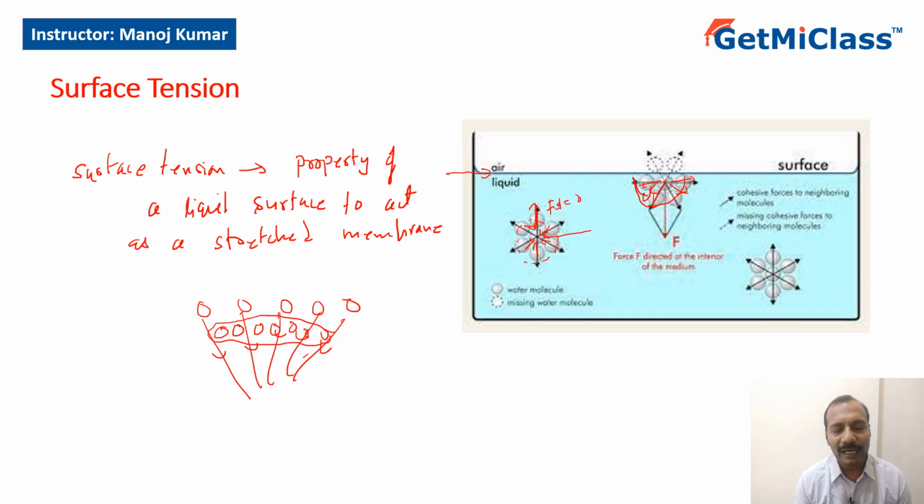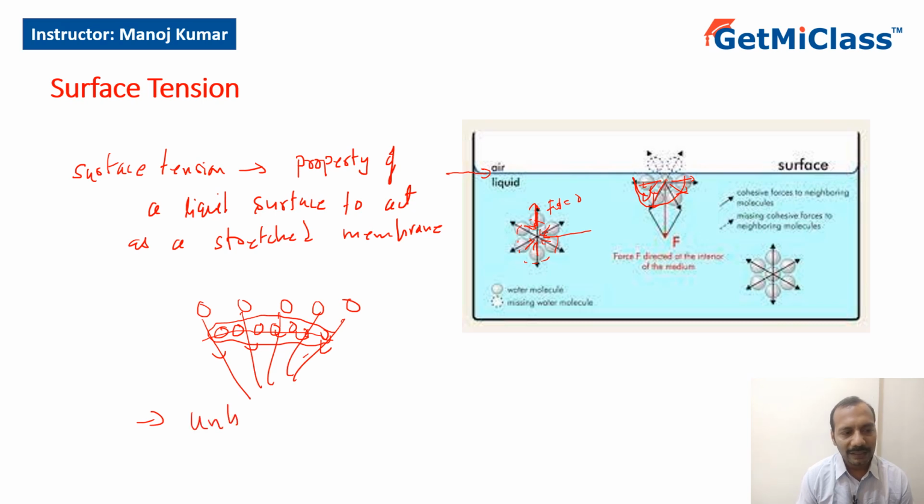So due to these unbalanced cohesive forces, the molecules on the surface are more closely packed than the molecules in the inner layers. That is, the density of the surface molecules is greater than the density of any inner layer. So this difference in density of the surface molecules and the molecules of the inner layer is responsible for surface tension. So I can say the cause of surface tension is unbalanced cohesive forces.